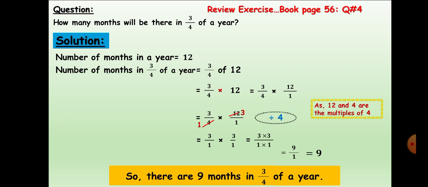In 3/4 times 12/1, 12 and 4 are both divided by 4. That means 3/1 multiplied by 3/1. Multiplying the numerators and denominators, you get 9/1, and that means 9. So there are 9 months in 3/4 of a year.